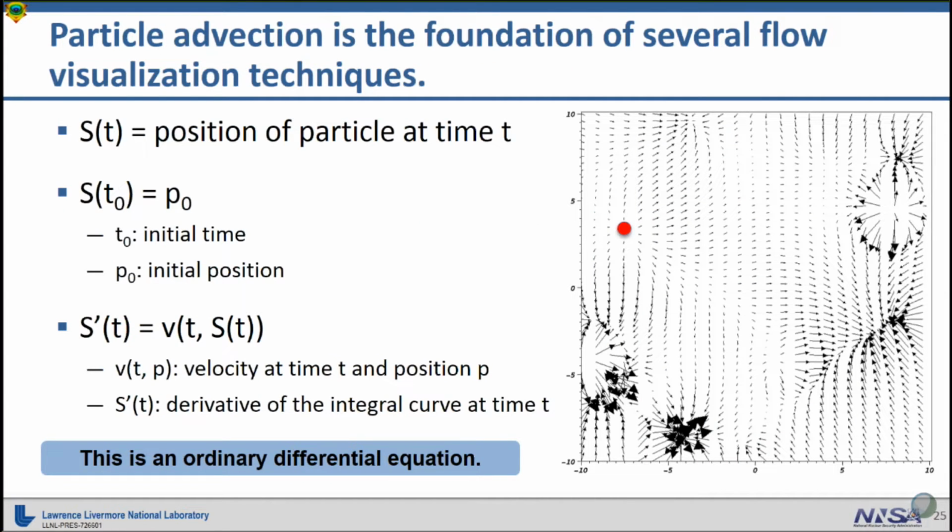So next I'll talk about particle advection. This forms the foundation for a lot of our vector field visualization techniques. The idea is that you put a weightless, massless particle into your vector field. So if you look at the vector field on the right-hand side of the image, there's that red dot, so that's my starting point. And then I'm going to move that a small amount based on the vector field. And then I'm just going to repeat that process over and over again.